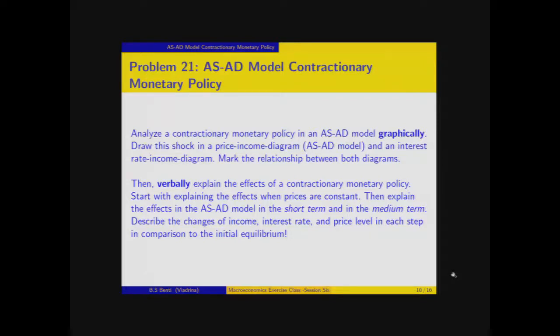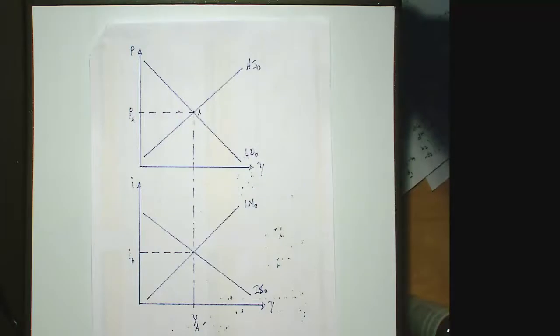In the usual practice, we would start with constant prices, and then we would move on to the effect in the AS-AD model in the short term and medium term. We are also expected to describe the change of income, interest rate, and price level in each step in comparison to the initial equilibrium. For that, we have already drawn an initial setup of our IS-LM model in the below diagram, and in the upper diagram we have the AS-AD model.